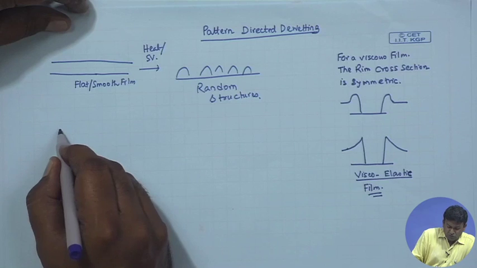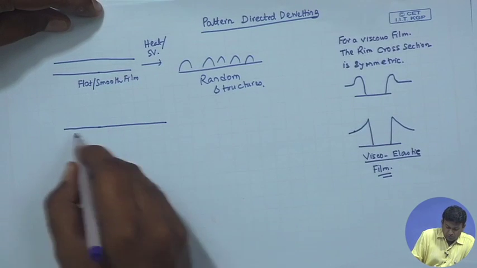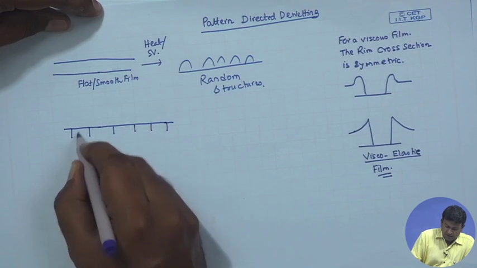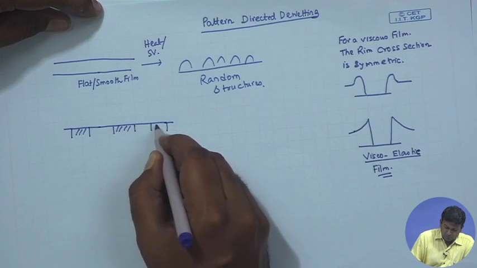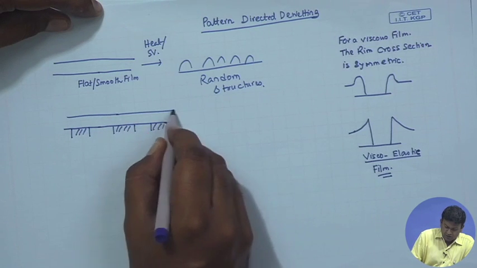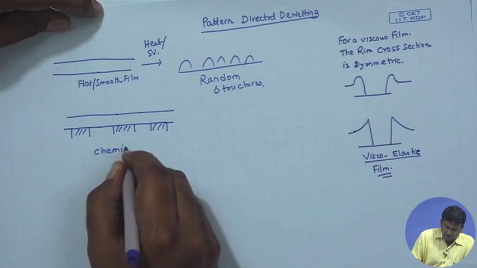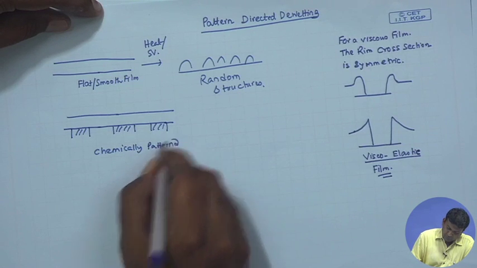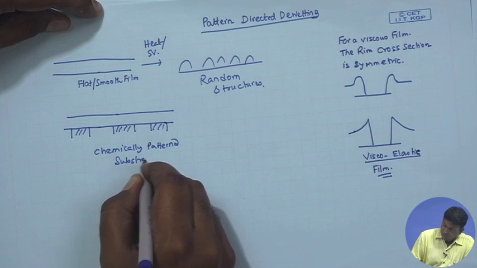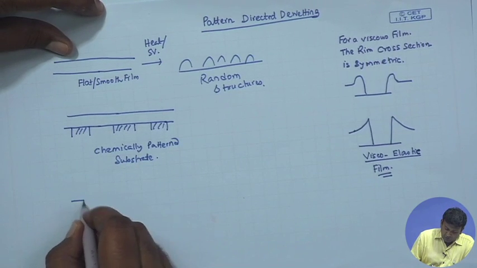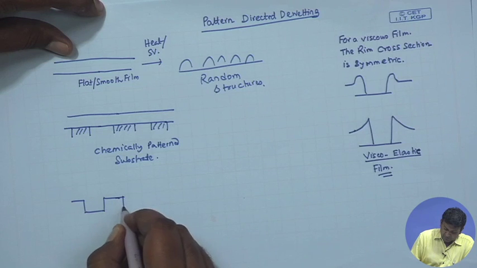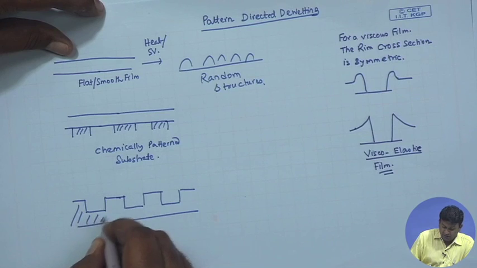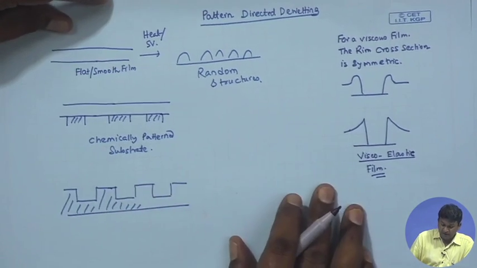In contrast, in order to align them, you would like to take either a chemically patterned substrate or a topographically patterned substrate. I am drawing the film on this topographically patterned substrate a bit later.